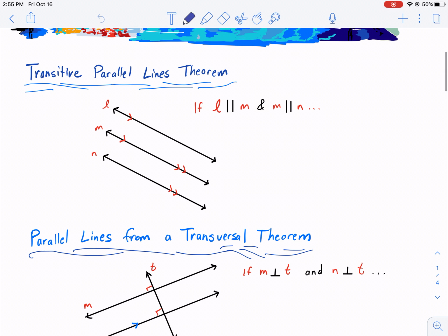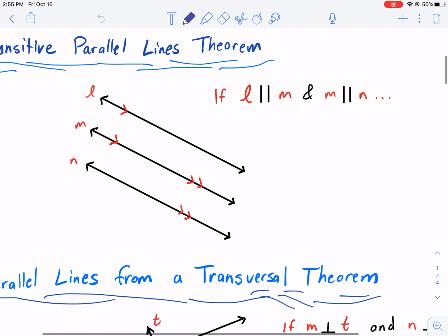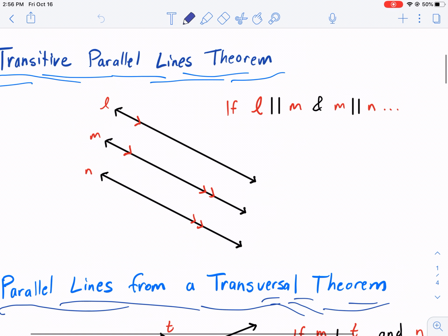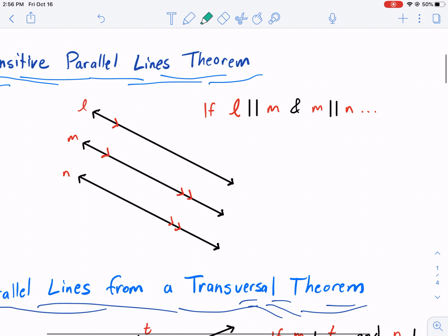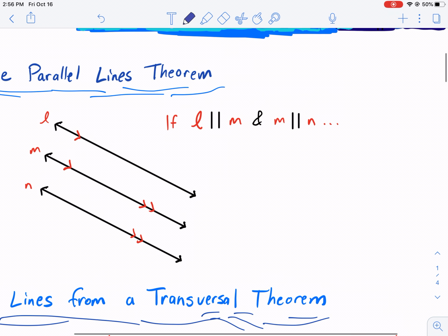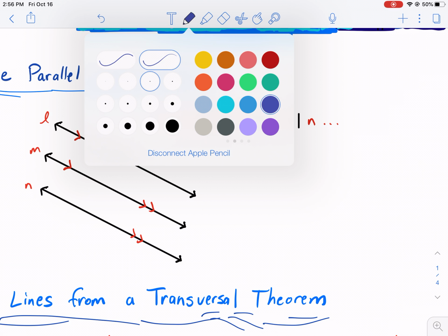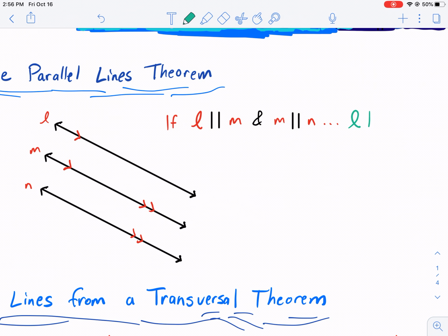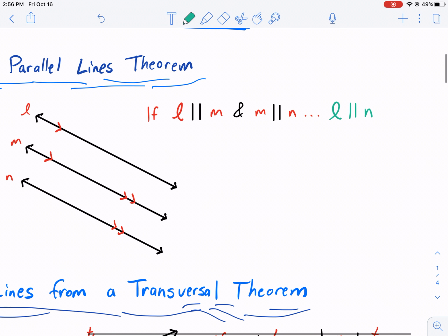So this first one is kind of like a syllogism, or the transitive property. Here we have three lines, as you can see here, 1, 2, 3. We're proposed this little conjecture: if L is parallel to M and M is parallel to N, then what can we say? Well, we can say, let me change colors, something a little bit brighter, L is parallel to N. This is following the transitive property, kind of like syllogism.